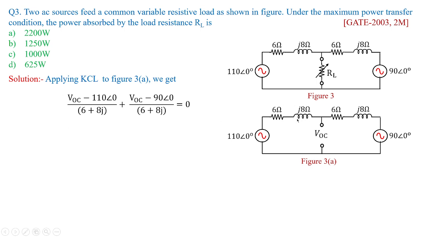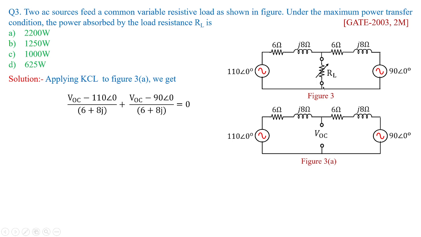this becomes one branch current, plus again you have this branch. On the other side you have this branch which is having 90 at an angle 0 degrees volts. So VOC minus 90 by 6 plus j8 equal to 0, thus satisfying the KCL for the given circuit.